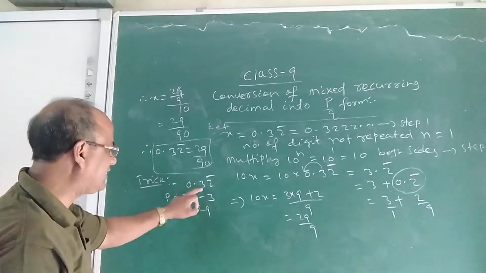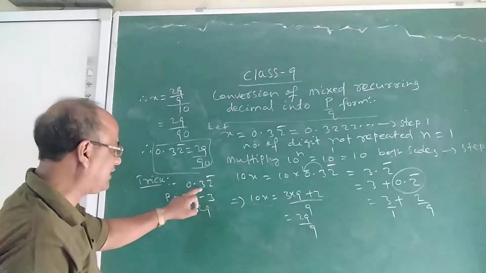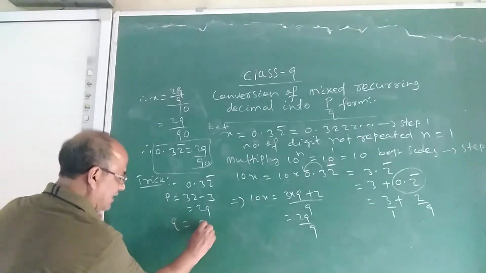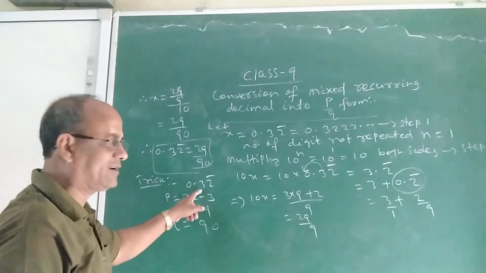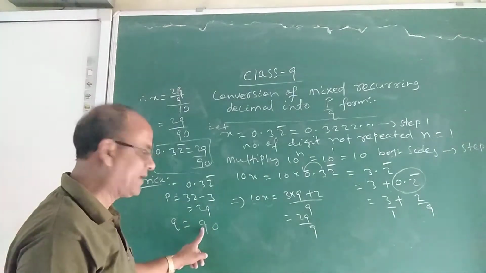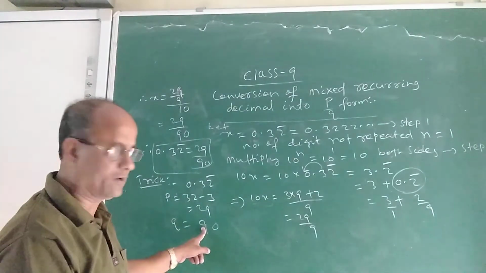And as one digit is not repeated, Q will be 9 and put 1 0. If one digit is not repeated, put 1 0 to the right of 9. This is the rule, this is the trick you have to remember.